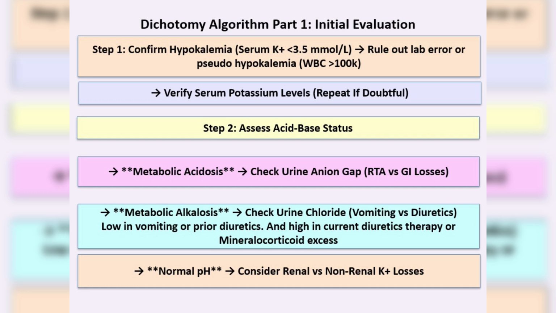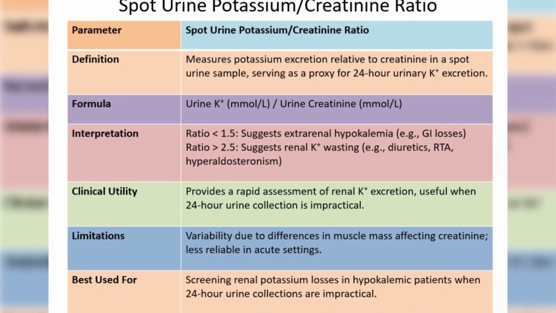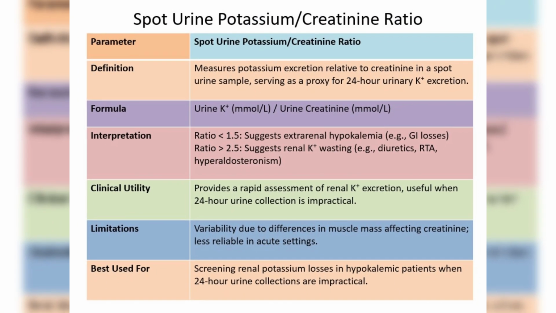What's next? Urine potassium. That's our next big clue. To see if the kidneys are holding on to potassium or dumping it. Exactly. Less than 20 mEq/L usually means it's not the kidney's fault. It could be extrarenal losses or transcellular shifts. But if it's high, above 20, then we've got to focus on the kidneys. We can also use that spot urine potassium to creatinine ratio. Less than 1.5 is probably not renal. Above 2.5, more likely renal.